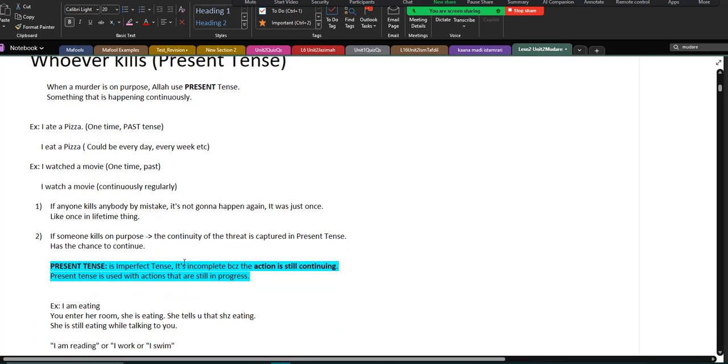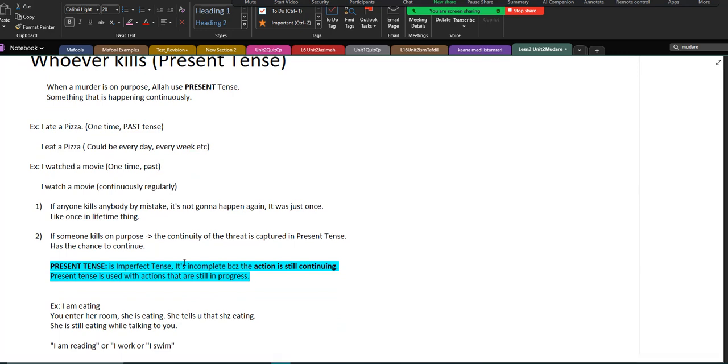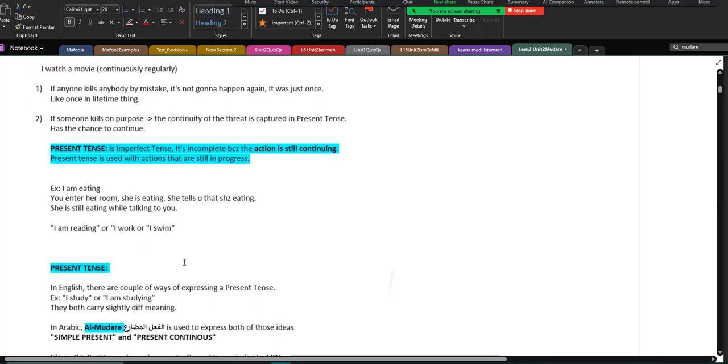It is incomplete because the action is still continuing, and the mudare is used with actions that are still in progress. So if I say I'm eating, for example, you enter her room, she is eating, and she tells you that she is eating. She is still eating while talking to you. Okay, so that is called mudare, present tense.